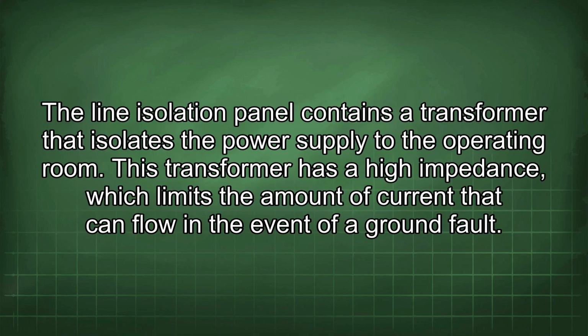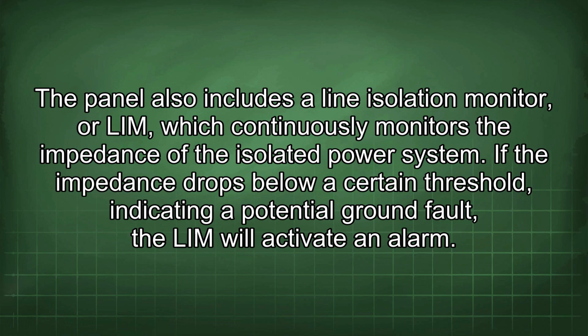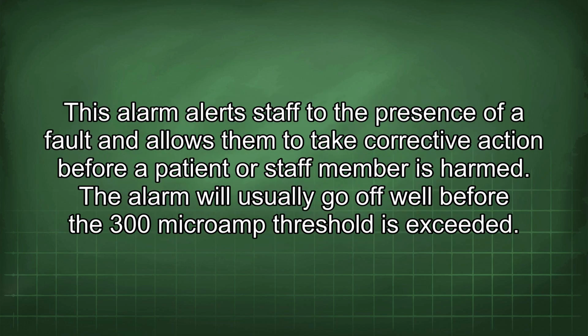The line isolation panel contains a transformer that isolates the power supply to the operating room. This transformer has a high impedance which limits the amount of current that can flow in the event of a ground fault. The panel also includes a line isolation monitor, or LIM, which continuously monitors the impedance of the isolated power system. If the impedance drops below a certain threshold, indicating a potential ground fault, the LIM will activate an alarm. This alarm alerts staff to the presence of a fault and allows them to take corrective action before a patient or staff member is harmed. The alarm will usually go off well before the 300 microamp threshold is exceeded.